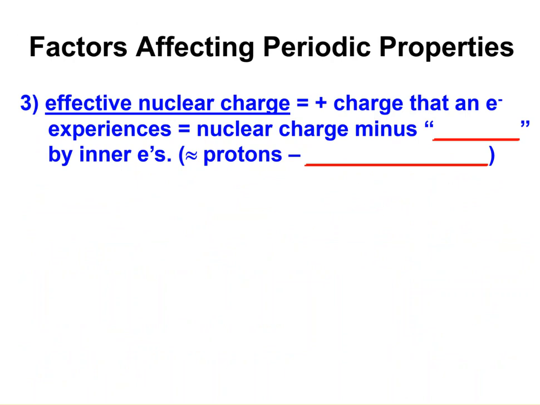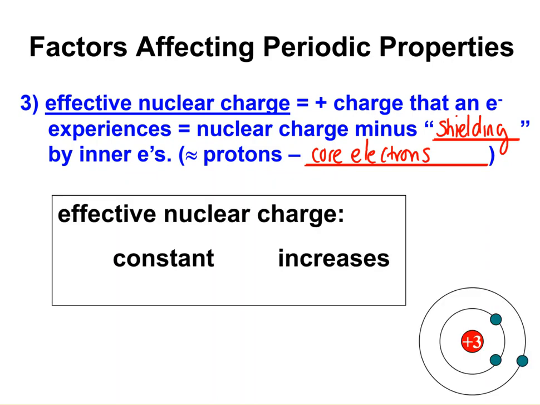Effective nuclear charge puts that together. It puts together the idea that you have a positive nuclear charge, but it is also partially shielded by the core electrons. And so we're going to subtract off the shielding by the core electrons. So that we see that effective nuclear charge is going to be pretty constant as you move up and down on the periodic table.